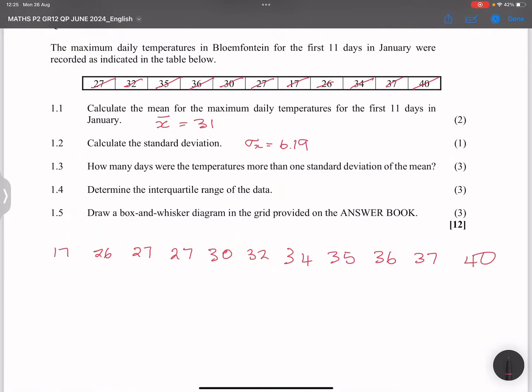Right, now they ask us how many days the temperature is more than one standard deviation above the mean. So we want to know which days will be x bar plus one standard deviation, so that's 1 times the standard deviation. How many days were above 31 plus 6.19? That's going to be 37.19. How many days were above 37.19? I can see it's only 1 day, where the temperature was 40 degrees. So our answer is that this only happens on 1 day.